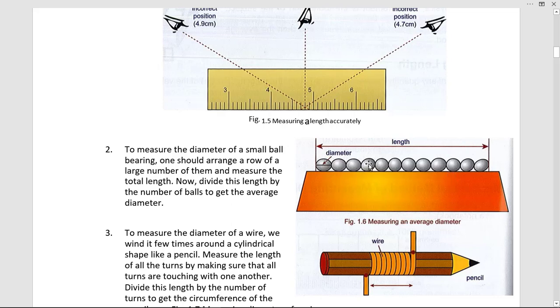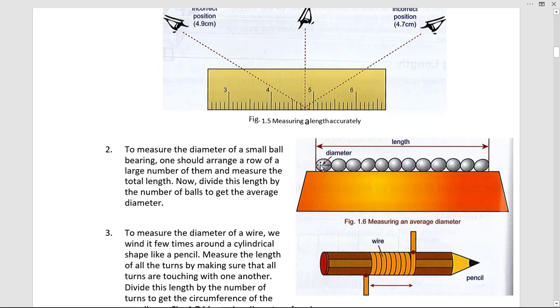1, 2, 3, 4, 5, 6, 7, 8, 9, 10, 11, 12. For example, if the distance from here till this point is 12 centimeters, and how many balls are there? 12 also. So you can divide the total distance by the total number of balls, and you will get the diameter of one.